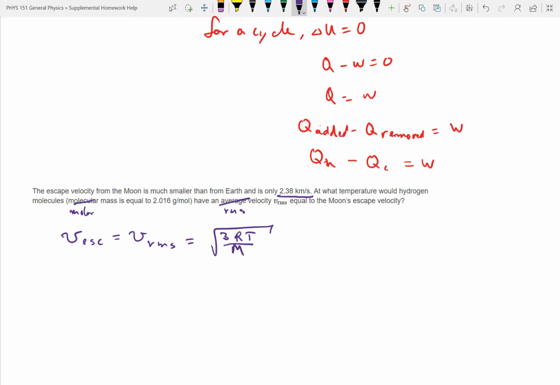Okay, so we have the escape velocity from the moon is much smaller than from Earth, and it gives us the value 2.38 kilometers per second. At what temperature would hydrogen molecules, and it gives us the molar mass is 2.016 grams per mole, have an RMS velocity equal to the moon's escape velocity?